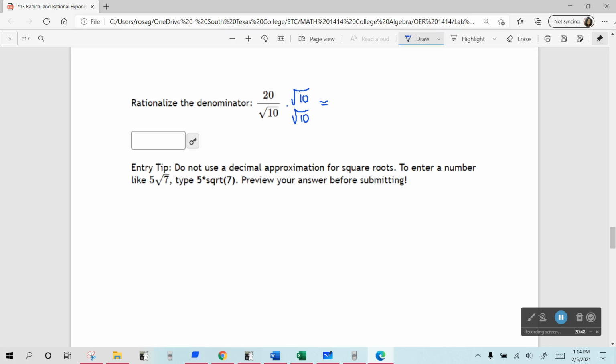So what's going to happen is on top, you're going to have 20 square root of 10. Now on the bottom, I cannot multiply the 20 and the square root because one is outside and one is inside. So that has to stay like that. But on the bottom, they're both square roots. So I can multiply them and get the square root of 100. The square root of 100 is 10. And then we can simplify the outside portion. This one divided by that one gives you 2 square root of 10.